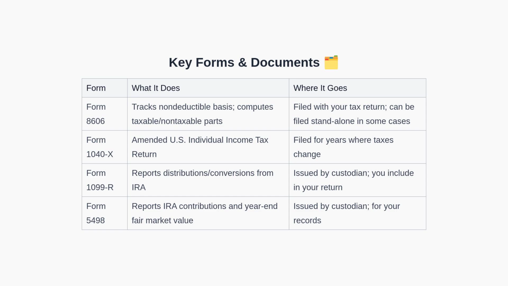Form 1099-R reports distributions and conversions from your IRA and is issued by your custodian. Form 5498 reports IRA contributions and the year-end fair market value. Your custodian issues it for your records.